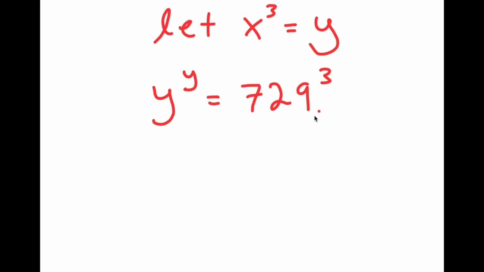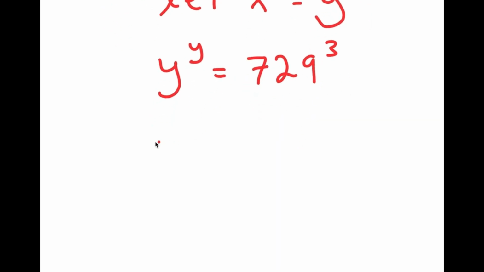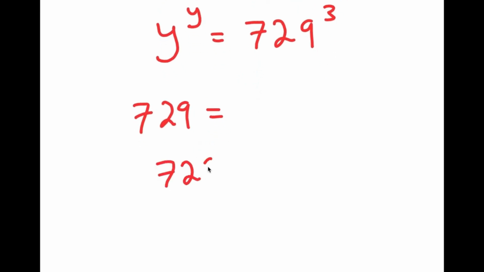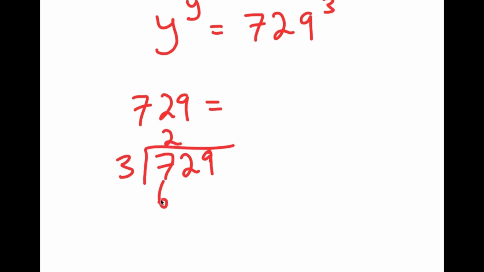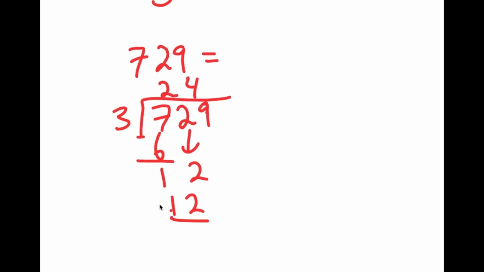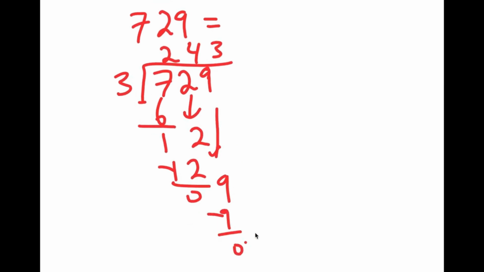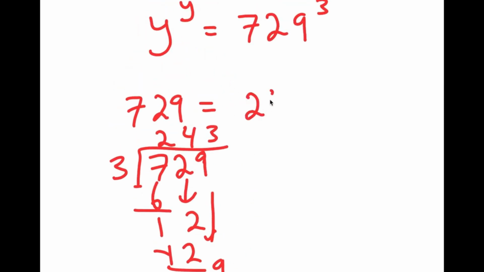Now, I can simplify 729 to the power of 3. So 729 is the same thing as, let's find some factors of this. So a factor of 729, let's try to divide this by 3. 729 divided by 3, we get 243. So I get 729 is equal to 243 times 3.